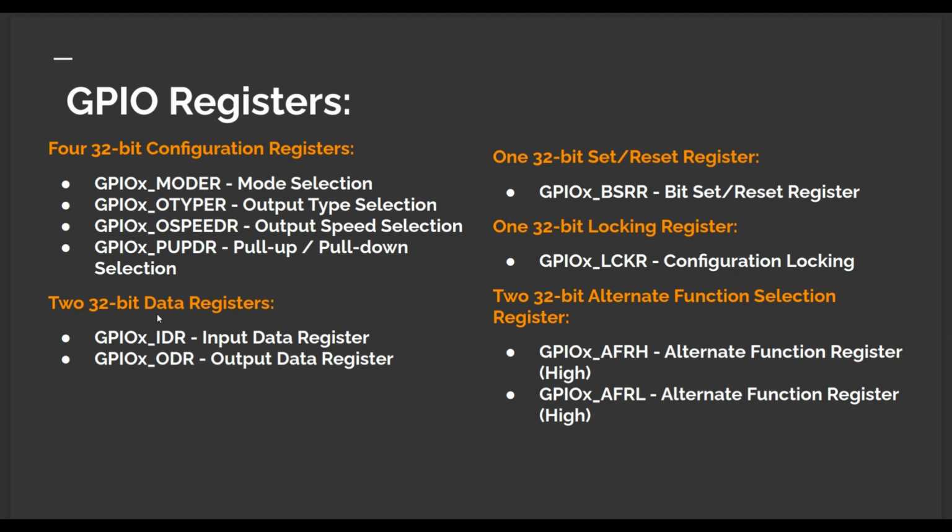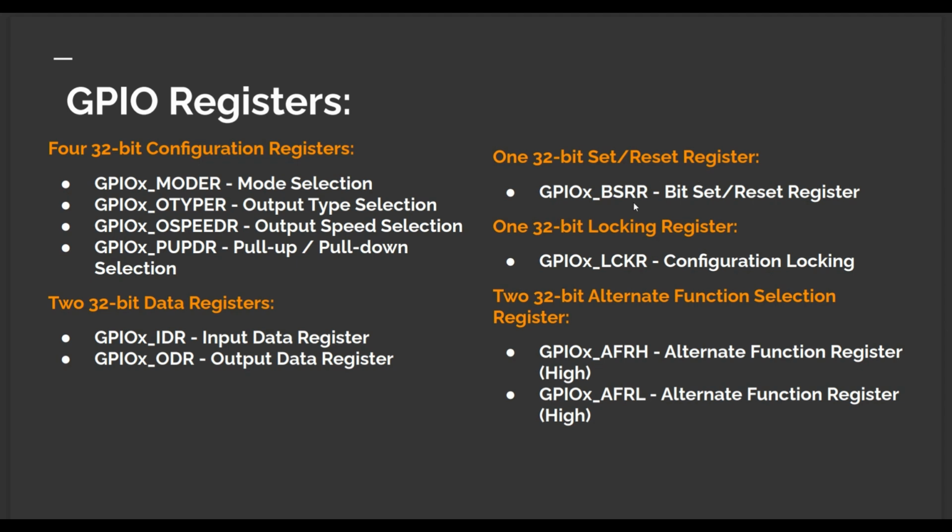There are two 32-bit registers for input data and output data. Those are called the input data register and the output data register. As I told, the input data register is what we access when we are reading from the input pins, when some pins are configured as input and we want to read the input. And when we are writing something to an output pin, we have to access the output data register.